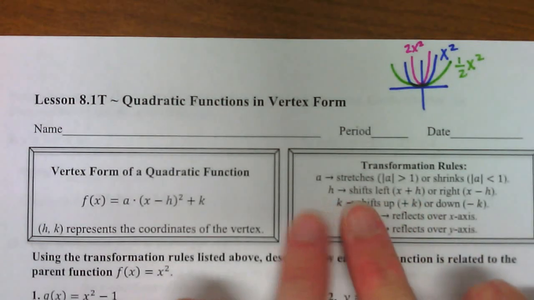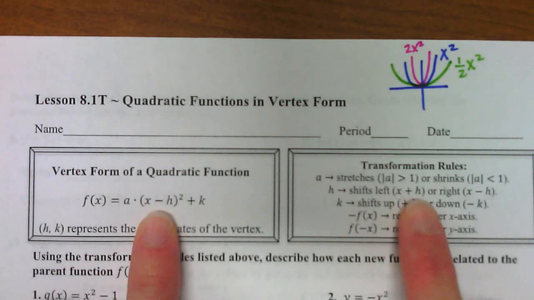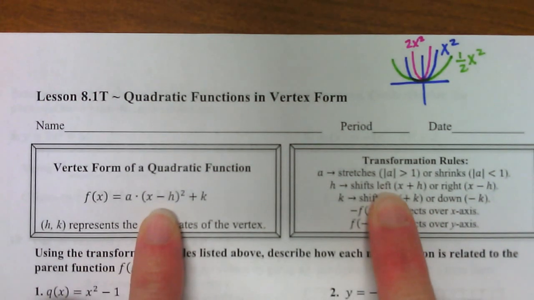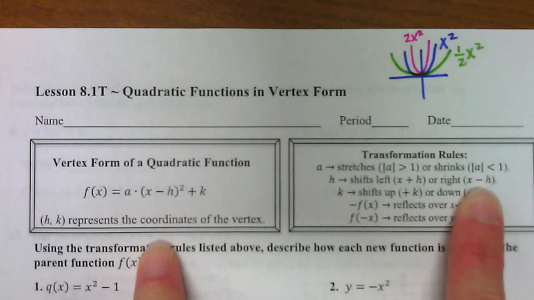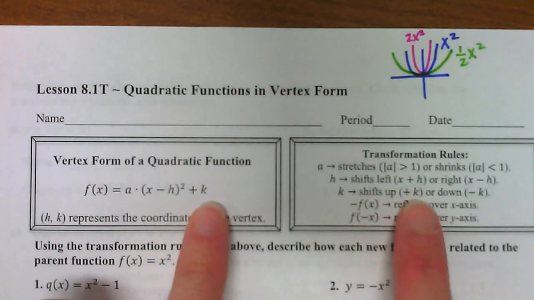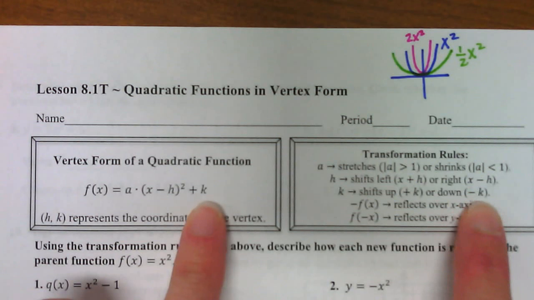Okay. The h value that's inside the parentheses, if it says x plus h, it shifts the graph to the left, which you guys practiced yesterday. And if it says x minus h, it shifts the graph to the right. Okay, on the outside, there's a k value. When it says plus k, so plus some number, that moves the graph up. And when it says minus some number, it moves the graph down.